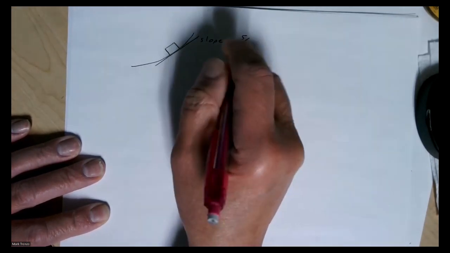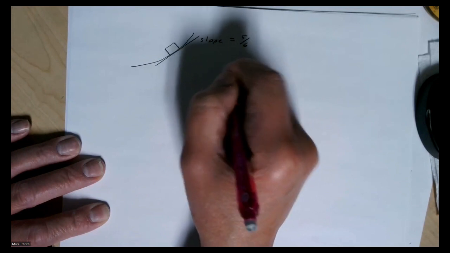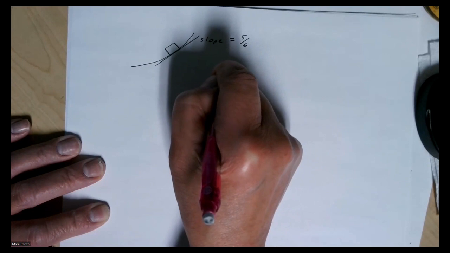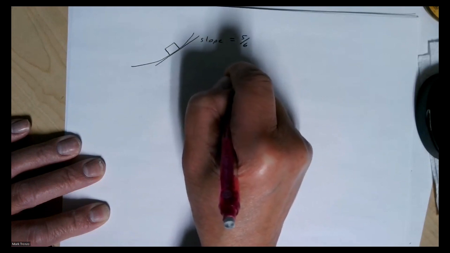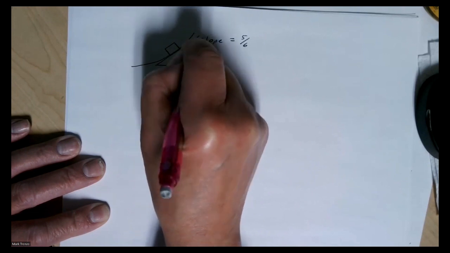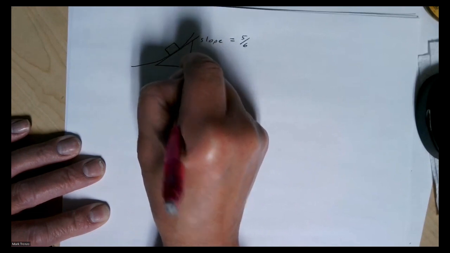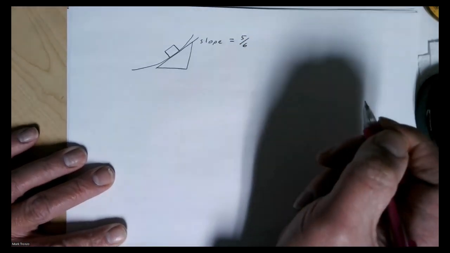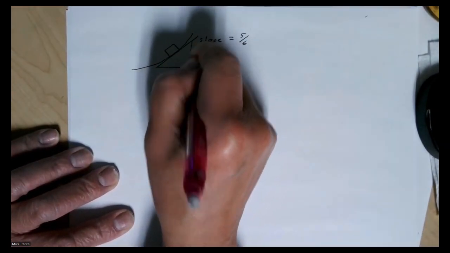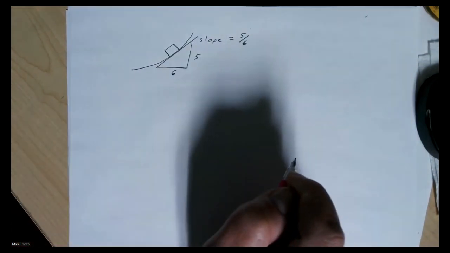5/6. And remember what that means. That means rise over run. And so maybe we could sort of think of it like this. The slope is rise over run. So it's going to be 5 is the rise. 6 is the run.